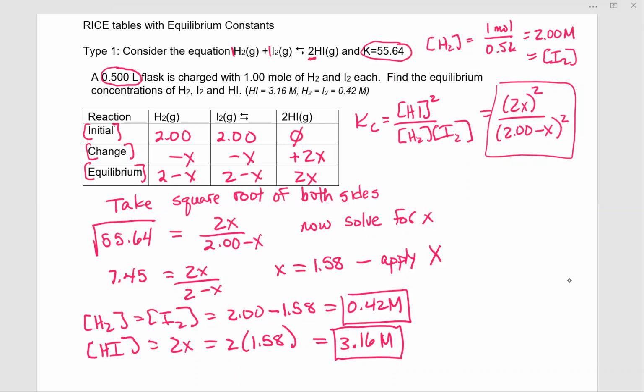First of all, we made sure that we checked the size of the flask and we converted everything to molarity. Then we recognized when we got to right here that we could take the square of both the numerator and the denominator. So what looked like a messy problem was not a messy problem. Okay, now we're going to do a messy one.